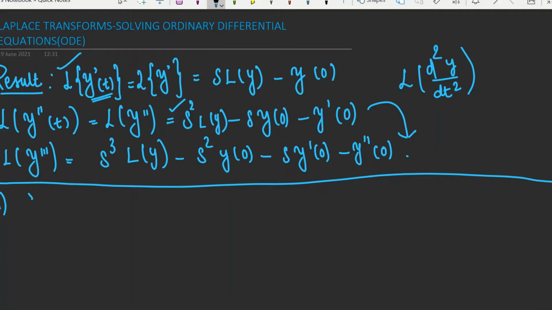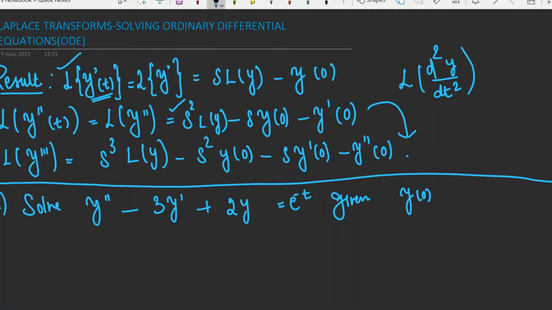First one, solve y double dash minus 3 times y dash plus 2 times y equals e power minus t. Here we are given the initial values: y of 0 equals 1, y dash of 0 equals 0.